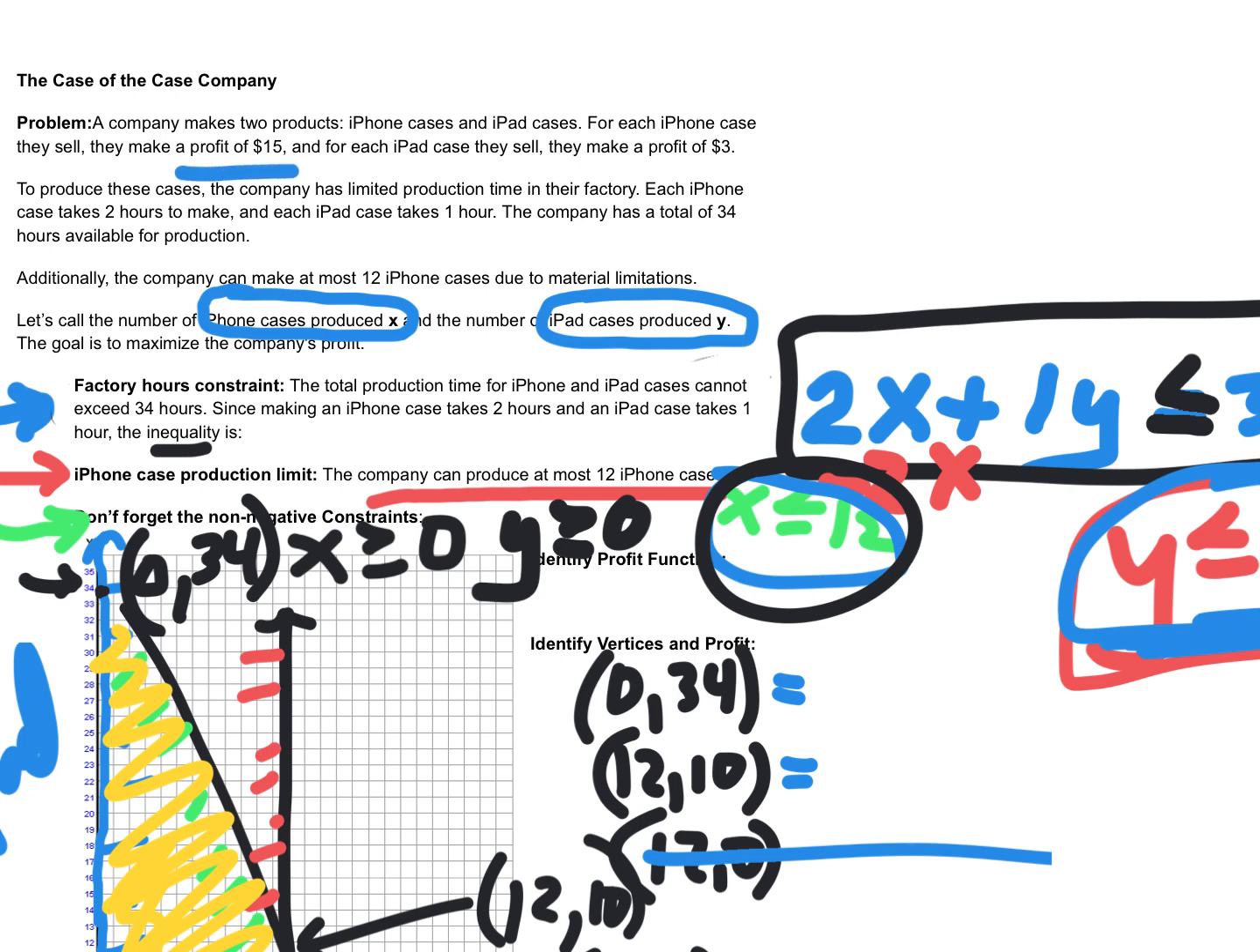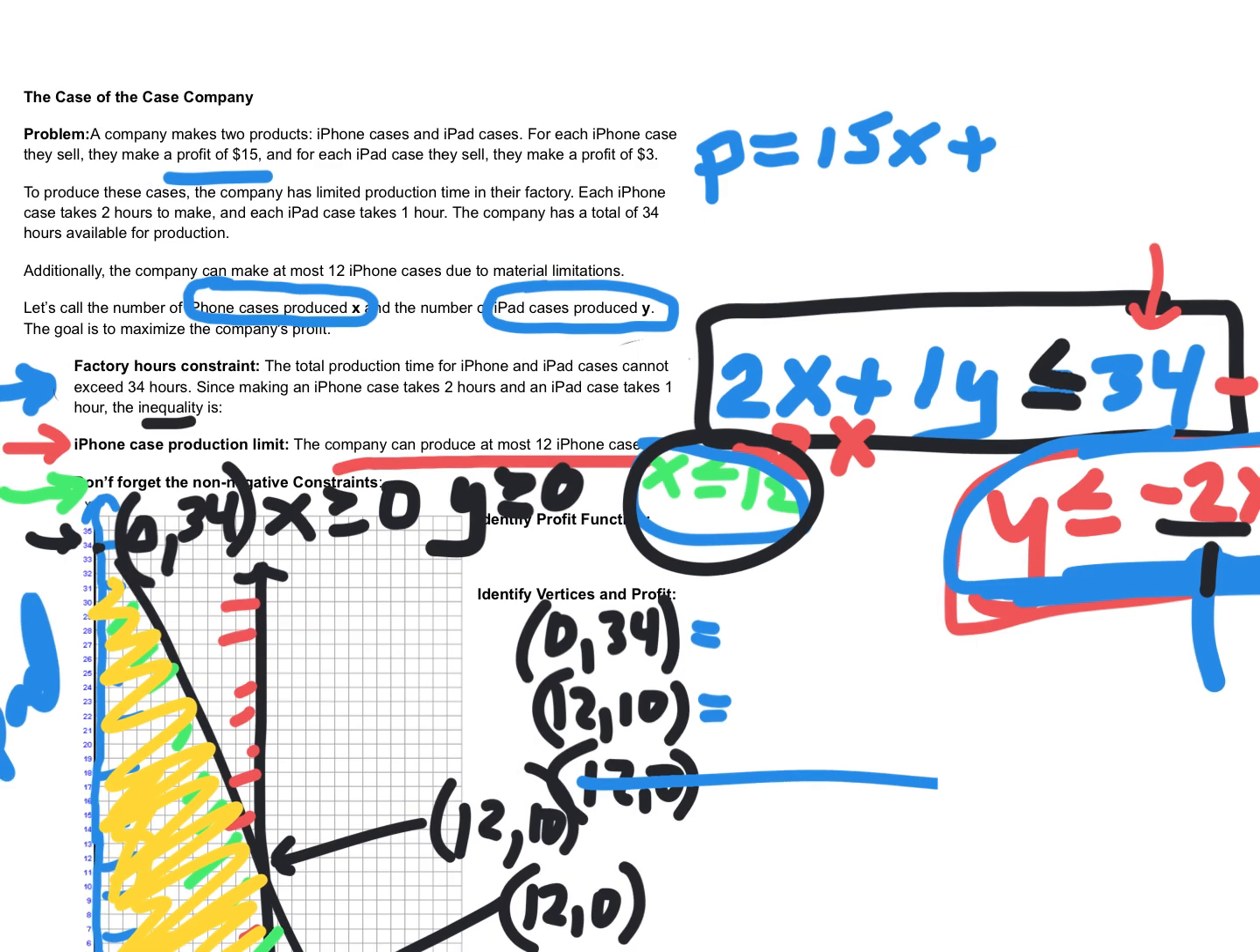Profit of $15. Let's write the equation for that. P, profit, write this down. P equals 15 for each X plus you're going to make 3 for each Y. 15 for each X, 3 for each Y. Now you use that. No. No? Y is iPad. iPhone cases are 15.